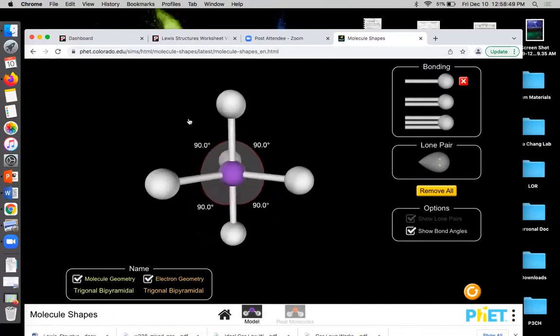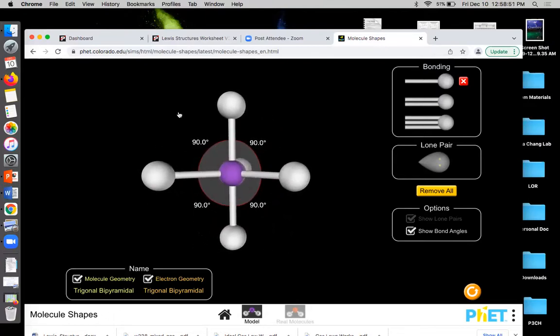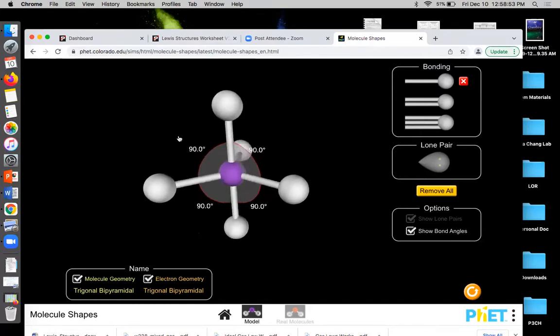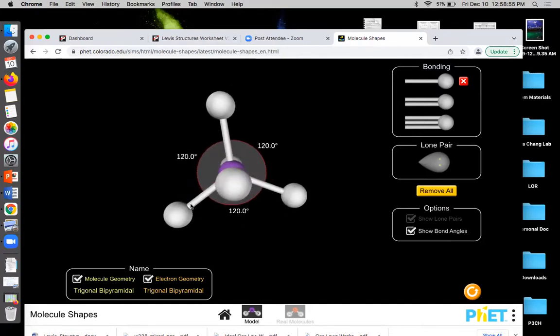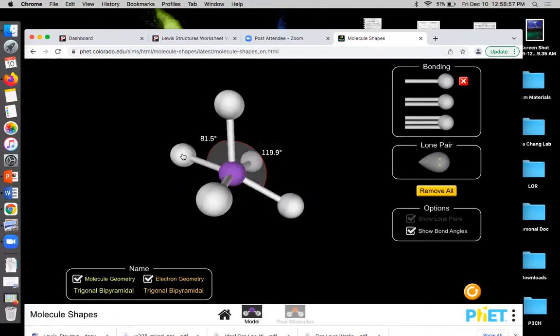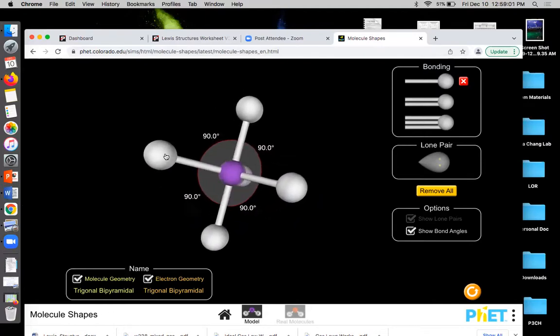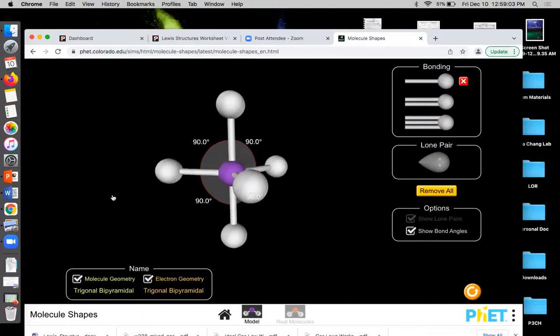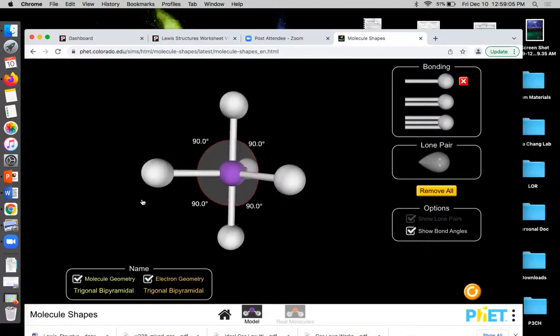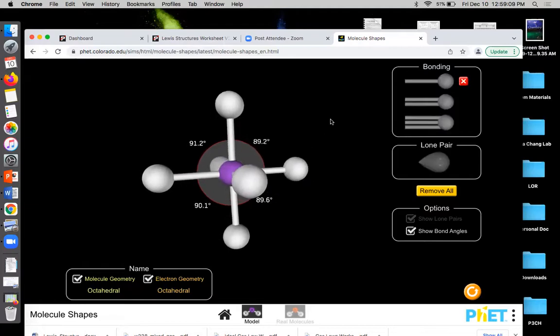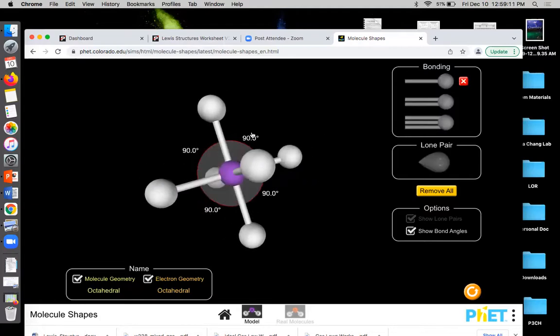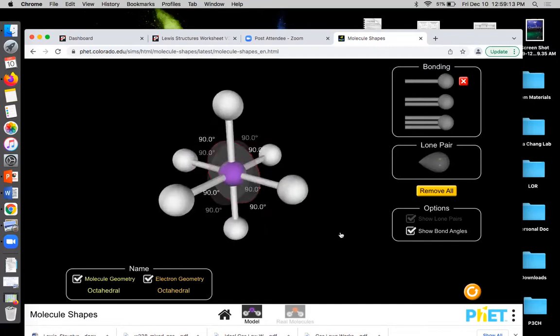But, so for trigonal bipyramidal, it's 90, 90, 90. But then if I go from the top down, notice that it's 120. So anything equatorial is 120, equatorial to axial is going to be 90. If I add in one more bond, I get octahedral, and the bond angle is 90 all the way around.